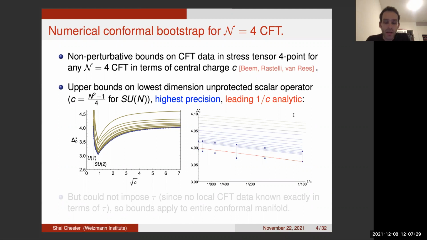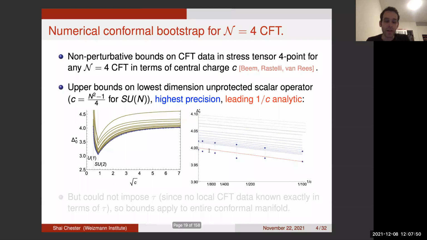On the right-hand side, you see zooming into the large N regime. So this is 1 over C. And one of the successes of this study is that you could see that these upper bounds seem to be slowly converging to the leading 1 over C correction, or the leading 1 over N squared correction, which can be computed from supergravity, and which does not depend on tau.